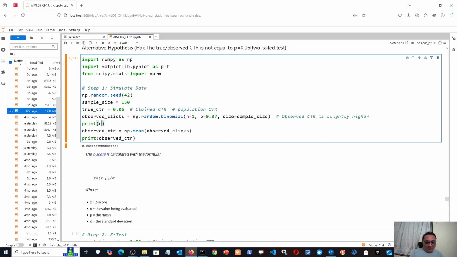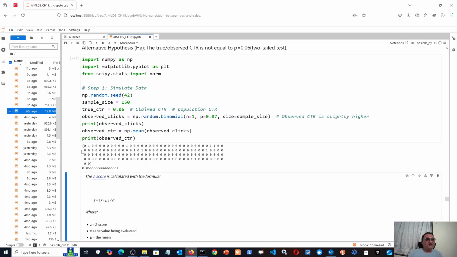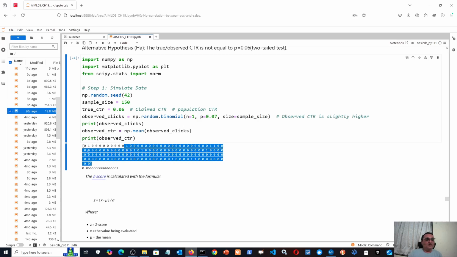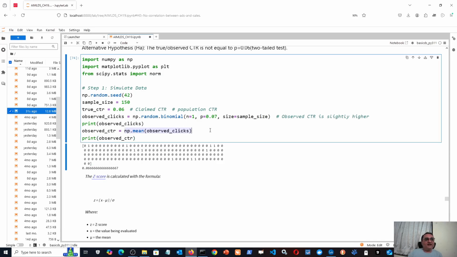So if I print one more, then it will become even more clear. Print the observed clicks. So that will print all the 150 observations. Sometimes you get the click, yes, email was opened, 1. Sometimes email was not opened, 0, and so on over these 150 emails which you sent to 150 prospective clients, right? And you took the mean of that, and you found that the mean is 6.66% or 0.066.